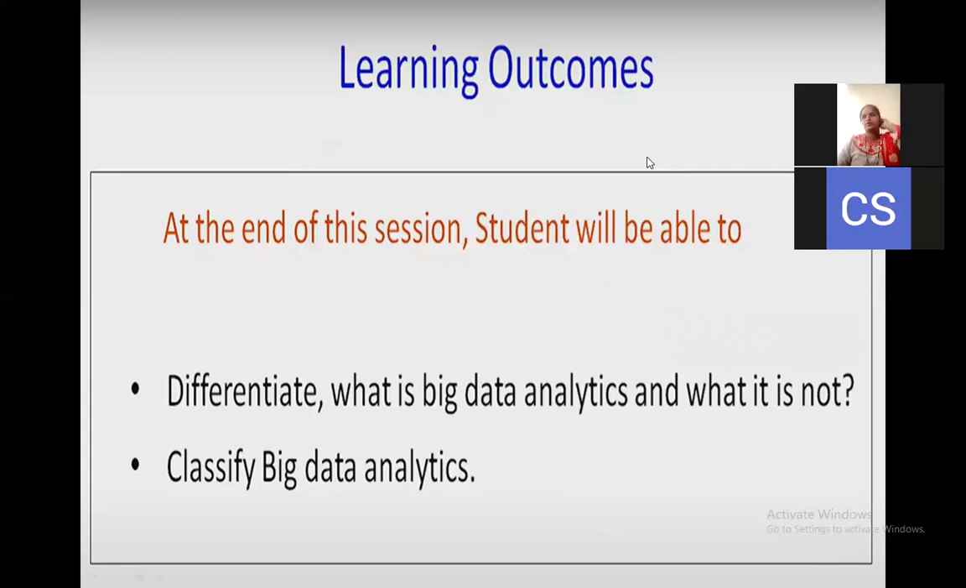Okay, so let's start today's lecture. In the last lecture, we saw the learning outcomes, right? What we have to learn and what the outcomes of what you learn are. In that, we saw what exactly is meant by big data analytics, then what exactly is not big data analytics, and how we are going to classify big data analytics.